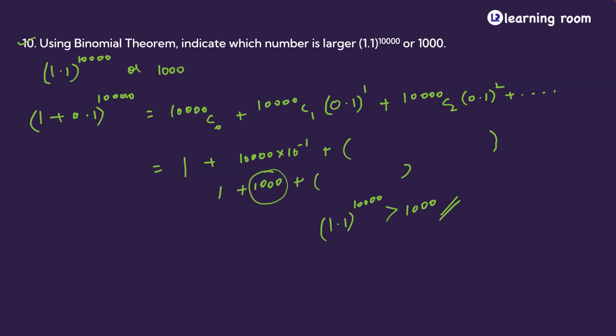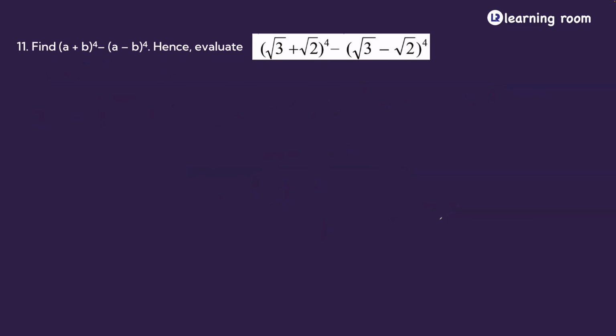Shall I proceed? The 11th question is, find (a+b)^4 minus (a-b)^4. Hence, evaluate (√3+√2)^4 minus (√3-√2)^4.